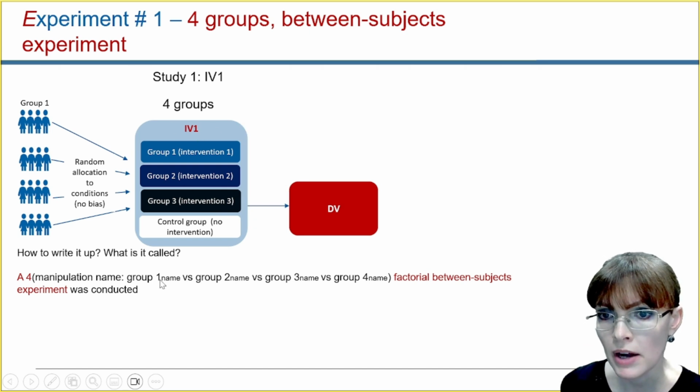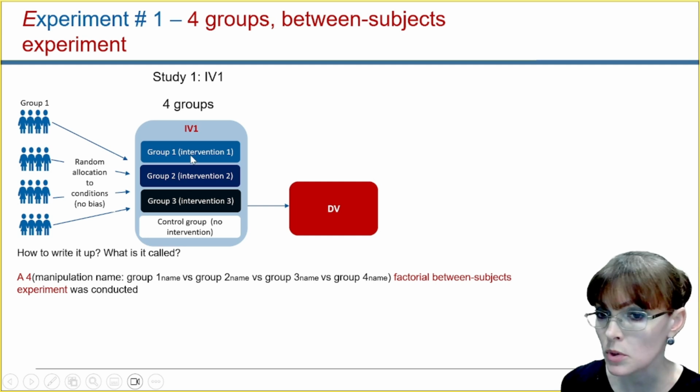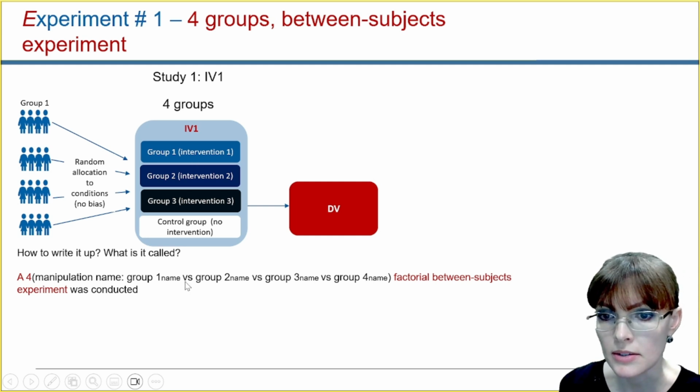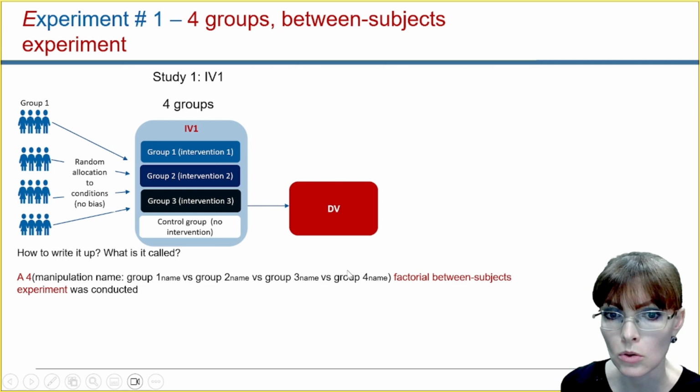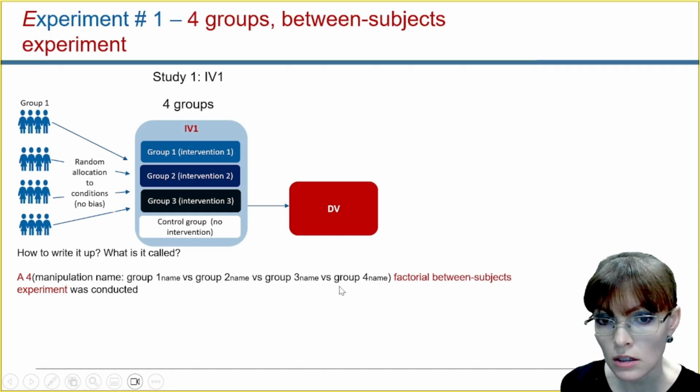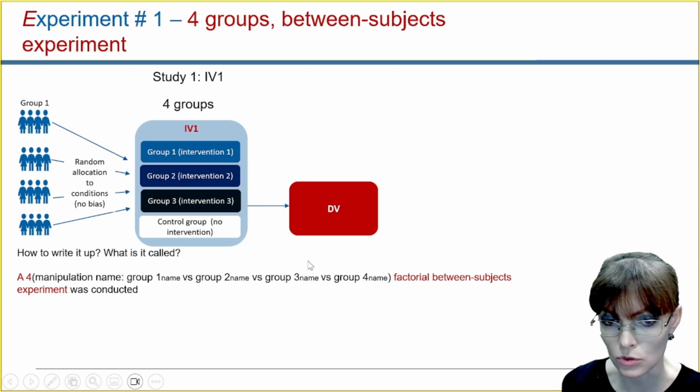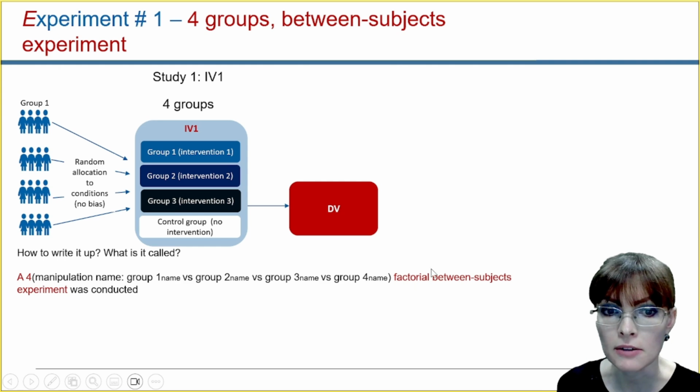And then group 1 is my intervention 1, whatever I call it. And then I say it's versus group 2, whatever it's called, and versus group 3, whatever it's called, and versus group 4, whatever it's called. Sometimes here you would actually say control group if you're using a control group. And again, it is a factorial between subject experiment.